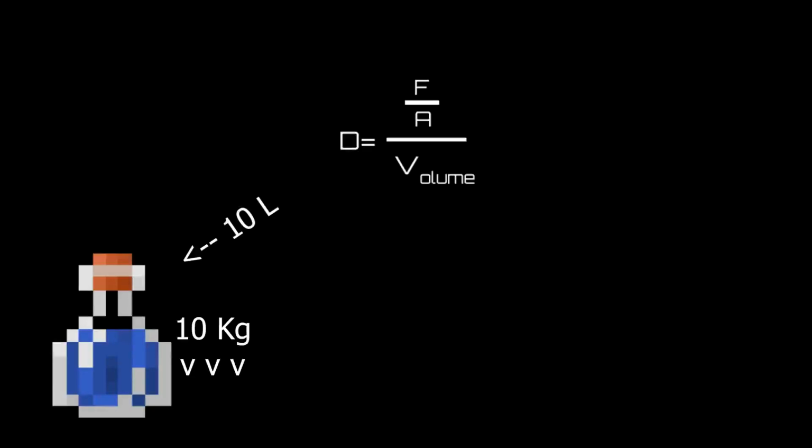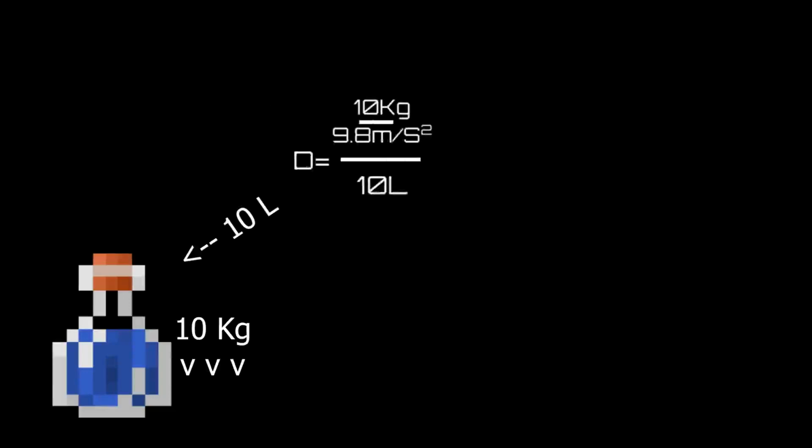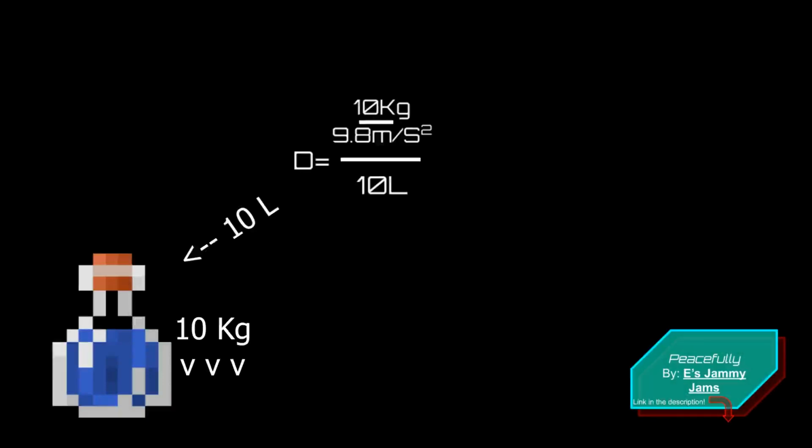Anyways, if we plug everything in, then you would get density equals 10 kilograms divided by 9.8 meters per second squared divided by 10 liters. Because all of the variables hold the same value as the previous question, you would get the same answer with a density of 0.102 kilograms per liter.